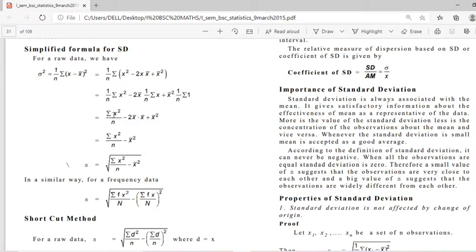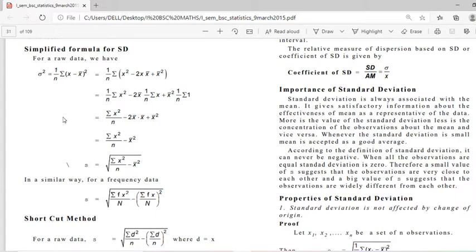So what is the result? Summation xi square by n minus 2 x bar into summation xi by n. What is summation xi by n? That is x bar. So that is 2 x bar into x bar plus x bar square, which equals summation xi square by n minus x bar square. Here we have 2 x bar square and here only x bar square, so one x bar square cancels, and the result is summation xi square by n minus x bar square. So the standard deviation is the root of summation xi square by n minus x bar square.